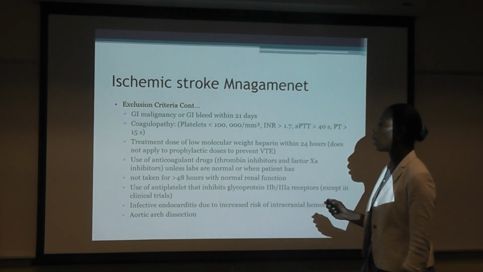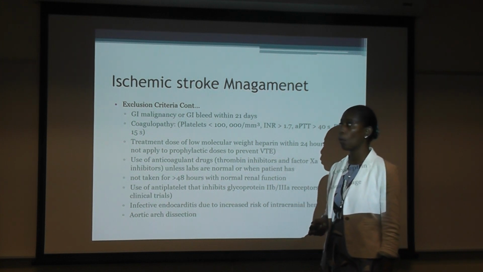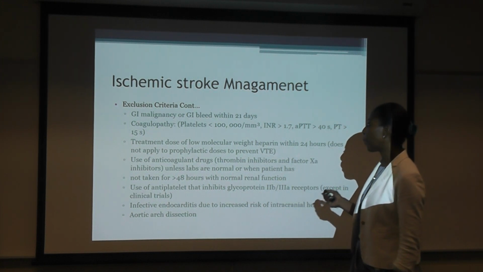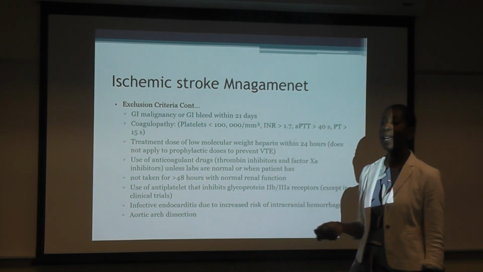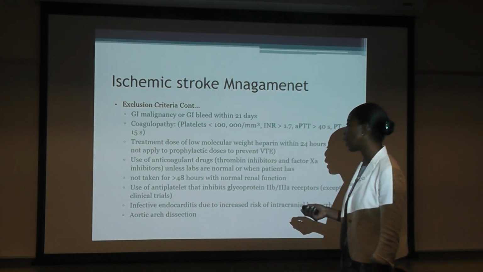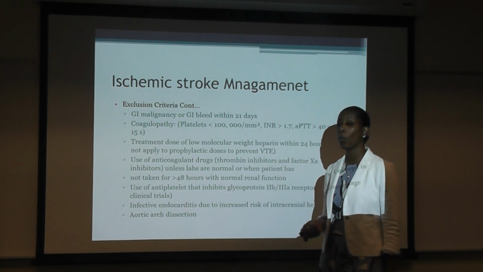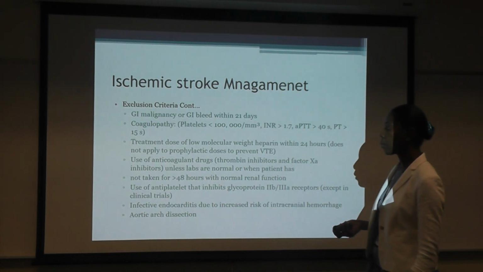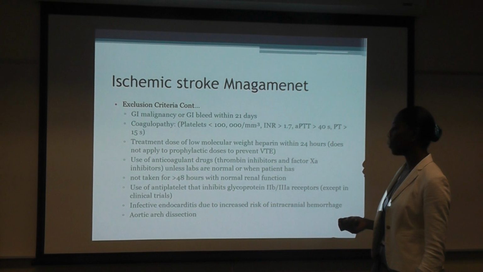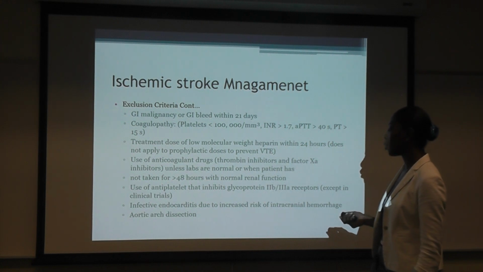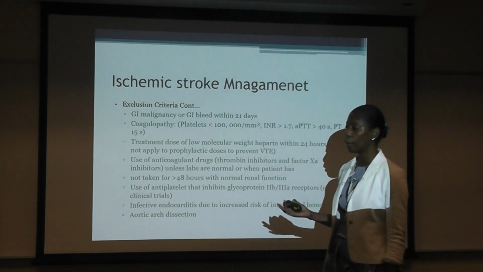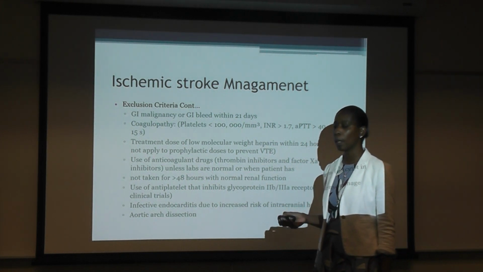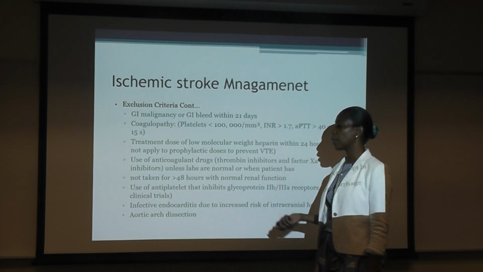GI malignancy, or GI bleeding within the last 21 days. Coagulopathy: if they have an INR greater than 1.7, if they're taking factor 10 inhibitors, or if they're taking thrombin inhibitors, you do not want to give them that. Okay, if they've used glycoprotein 2A or 2B inhibitors, this is an iffy kind of one. I think that sometimes neurologists can make a decision if they still want to give the patient that.